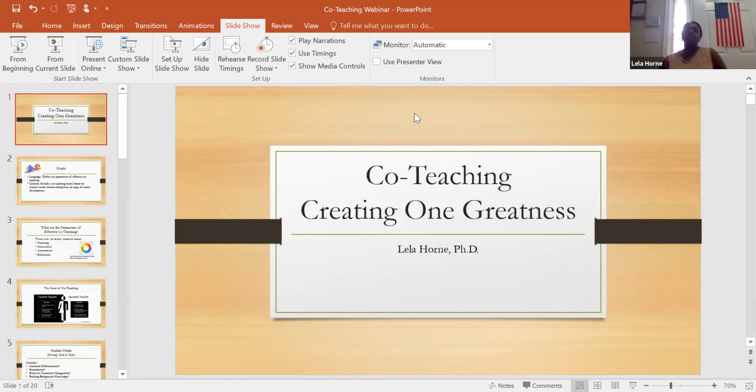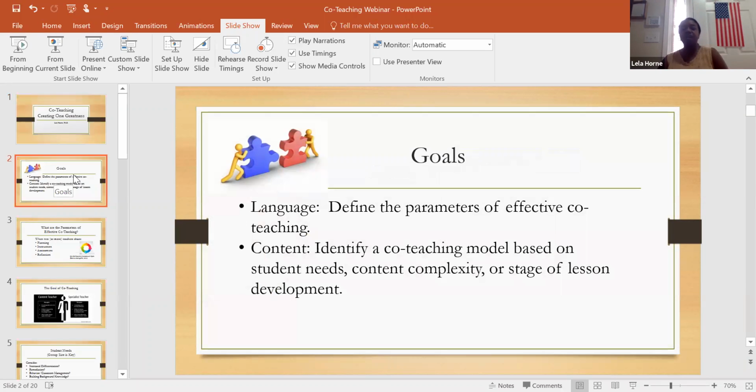We were talking about co-teaching and how to build that great oneness that we're all looking for. The goals for today were to define the parameters of effective co-teaching, that was a language objective, and also a content objective was to identify a co-teaching model based on the student's needs or the content complexity or the stage of development of the lesson plan itself. We want to steer clear of selecting a model for co-teaching based on teacher comfort level. We want to make sure we're basing it on the student's needs and not the teacher's needs.